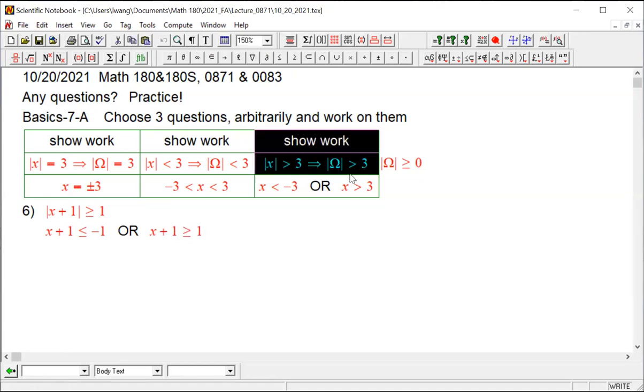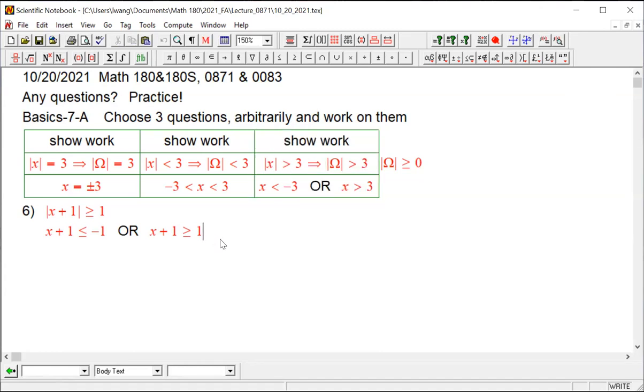So this third model applies here, right? Do you guys see that? Does everybody follow me? This is the right way to do it. I will show you the wrong way to do it after this. So x is less than or equal to -2, or x is larger than or equal to 0. Then you're done.